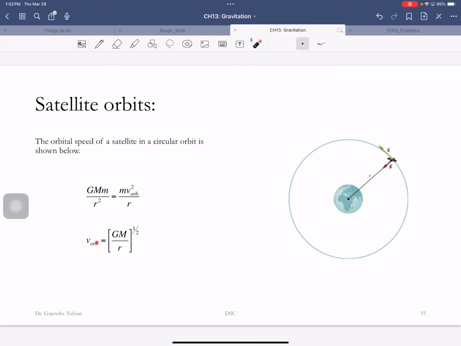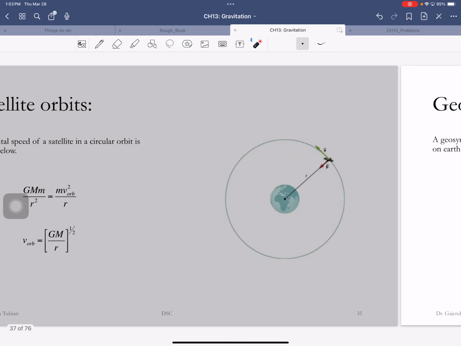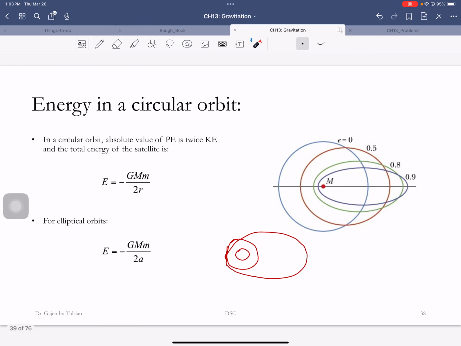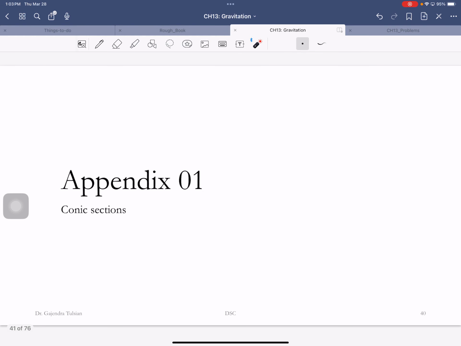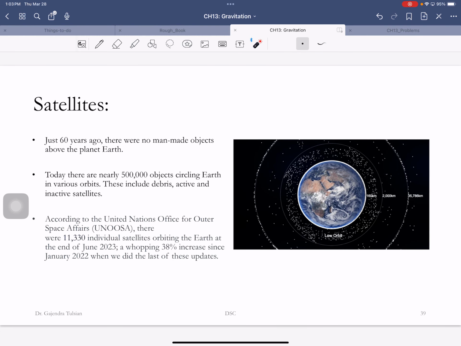What this formula is giving you is the speed of a satellite going around the Earth in a circular orbit. And you see, as r increases, the orbital velocity decreases. All right, we talked about all of this last time. These are the geostationary satellites. These are low Earth orbit satellites. There's a lot of stuff out there, and we are putting in more and more stuff.